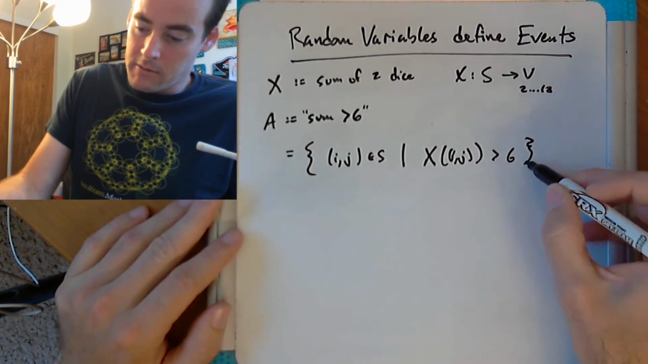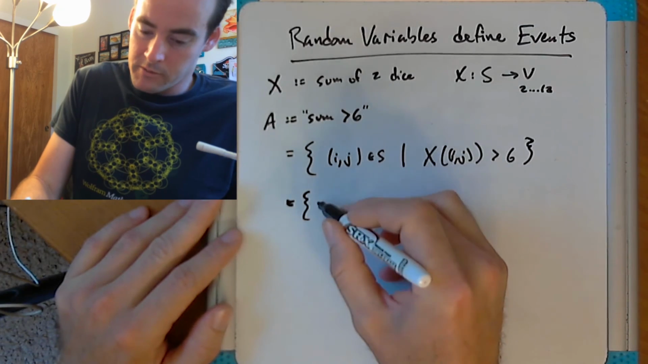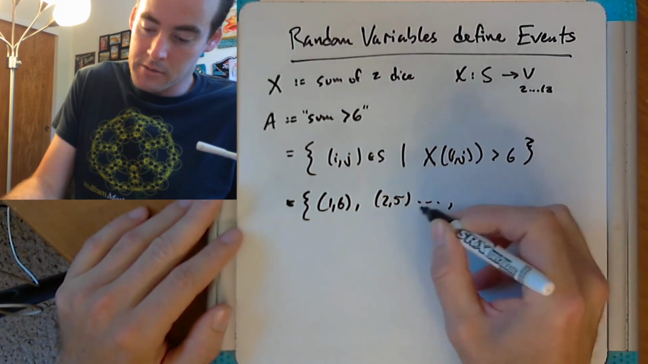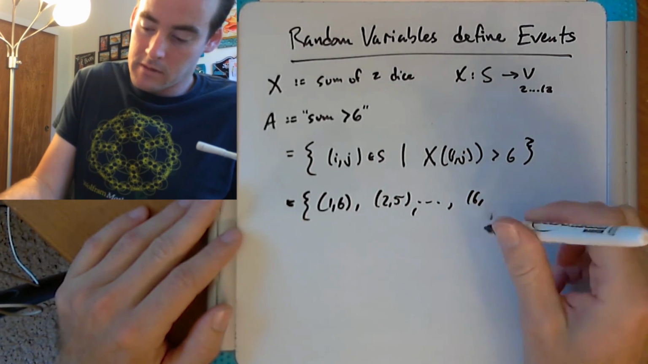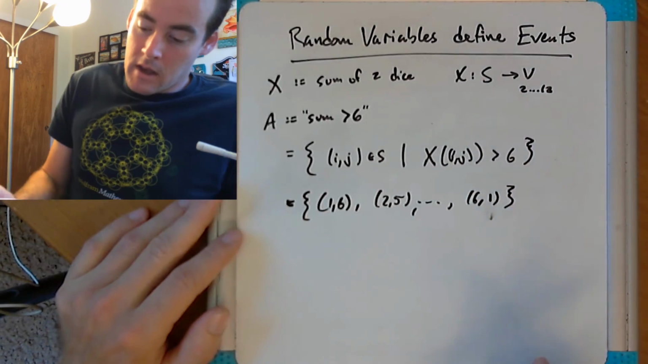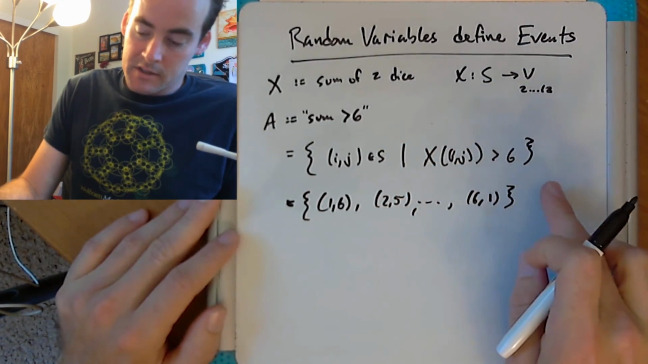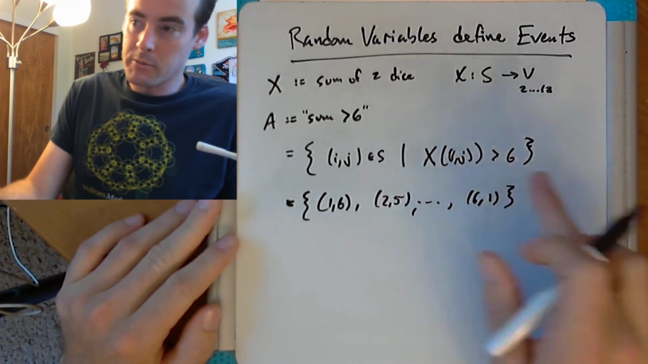So now, in the old days, like 5 minutes ago, we just would have written down, oh, it's (1, 6) and (2, 5) and so on to (6, 1). But now, because we have this random variable, there's another way to express that the sum is greater than 6. We can do that by expressing it in terms of the random variable.